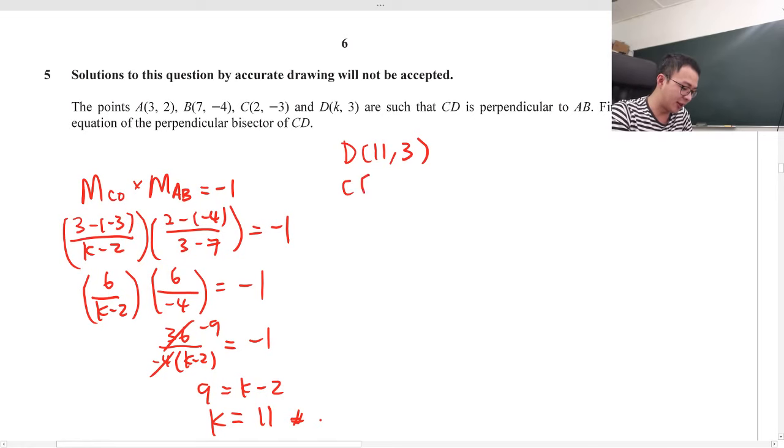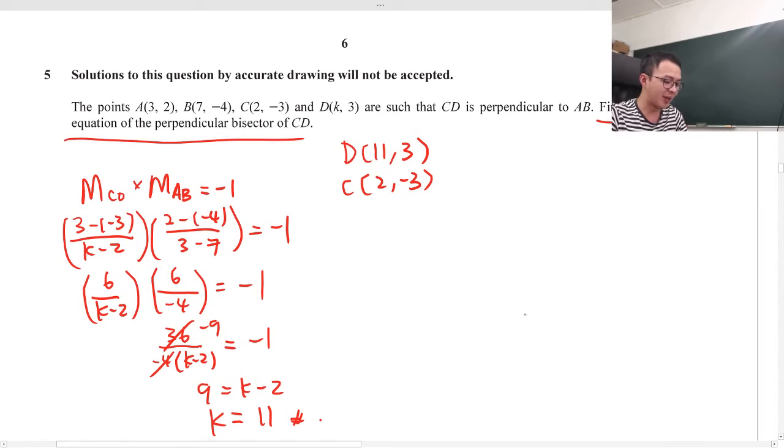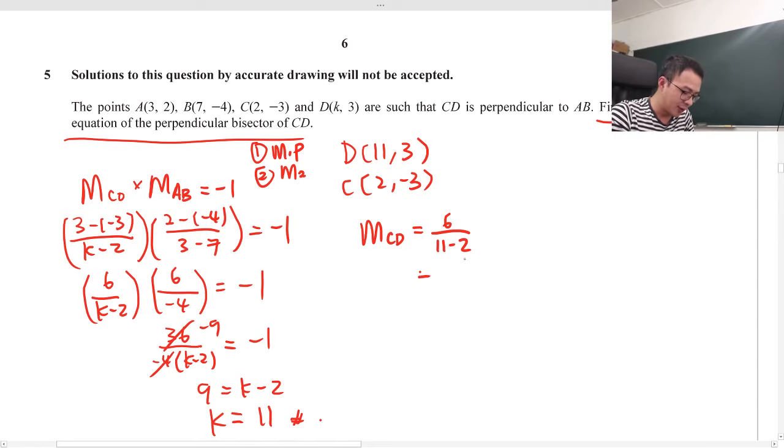And then I have the C over here. Because the question asks me to find the equation of the perpendicular bisector, just remember whenever you see perpendicular bisector, you need to find two things. First, you need to find your midpoint. Second, you need to find your second gradient. I should have my gradient of CD, which is 6 over 11 minus 2, so 6 over 9, which is 2 over 3. So my perpendicular gradient should be negative 3 over 2.